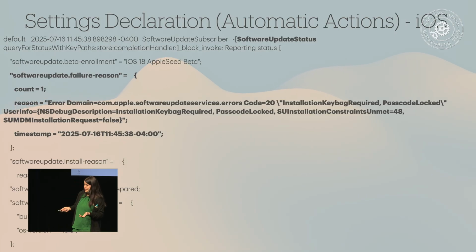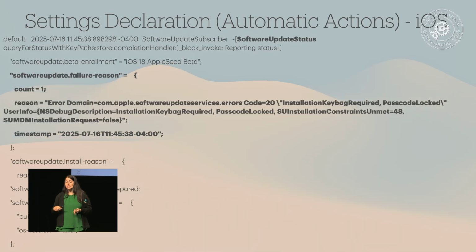However, it'll continue trying until it's not in that state. But the end user will see that it's failed. They'll enter their PIN code. And in this case, they also have to accept terms and conditions. And the reason I include that is because that is also a blocking event.